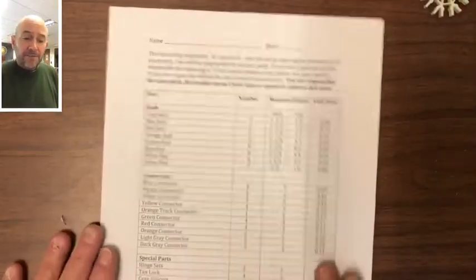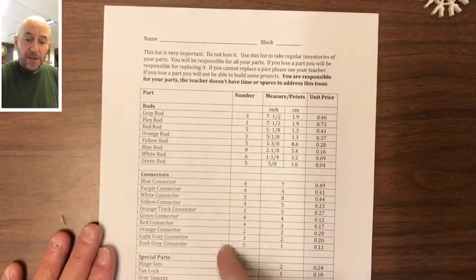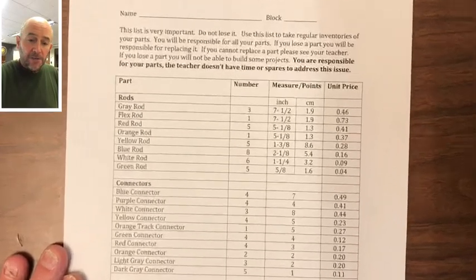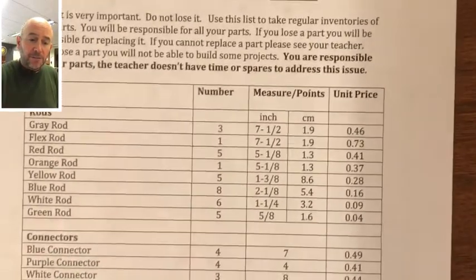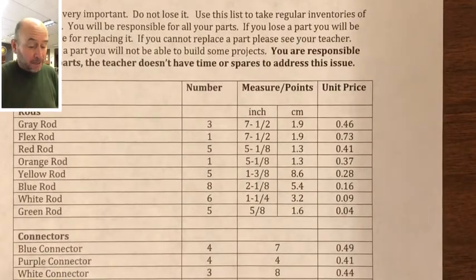So anyways, what we're going to do in this video is I'm going to go over with you how to find the perimeter of things you make out of KNEX, and then how to price them out. Okay, now to price things out, you were given this page right here. Okay, and you should still have this. If you don't still have this page, you're going to have to see me about getting a new one. You might have to earn a new one.